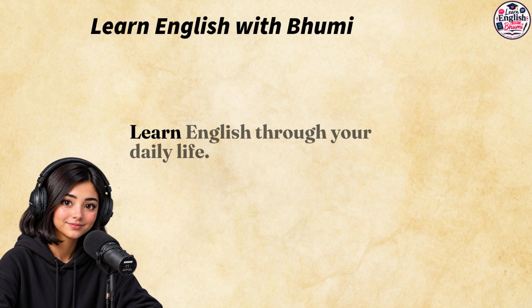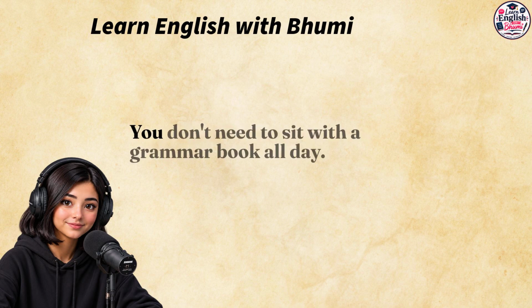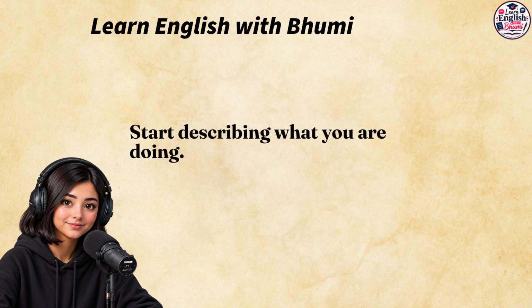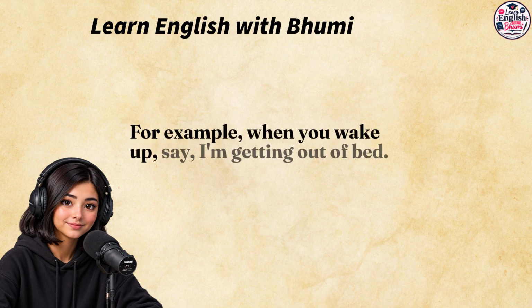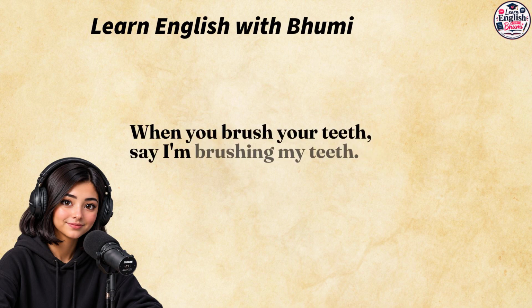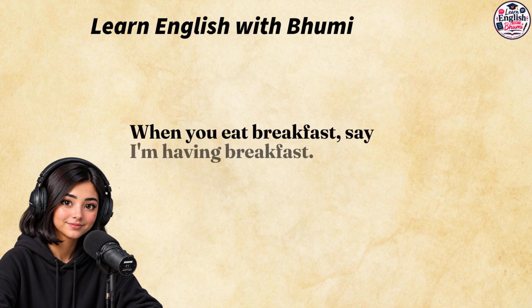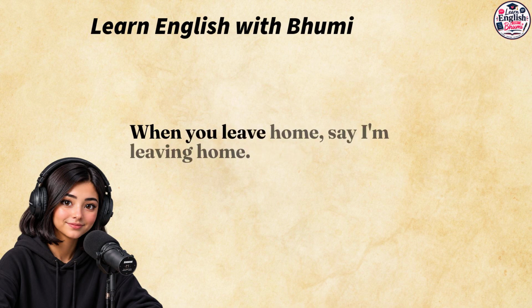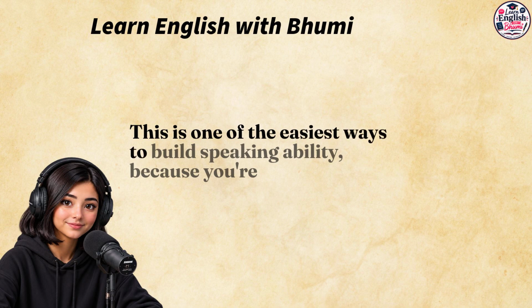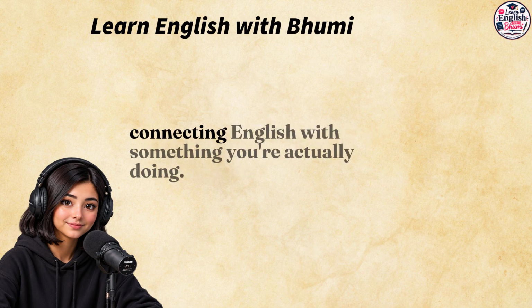Step 2. Learn English through your daily life. You don't need to sit with a grammar book all day. Start describing what you are doing. For example, when you wake up, say, I'm getting out of bed. When you brush your teeth, say, I'm brushing my teeth. When you make tea, say, I'm making a cup of tea. When you eat breakfast, say, I'm having breakfast. When you leave home, say, I'm leaving home. This is one of the easiest ways to build speaking ability because you're connecting English with something you're actually doing.